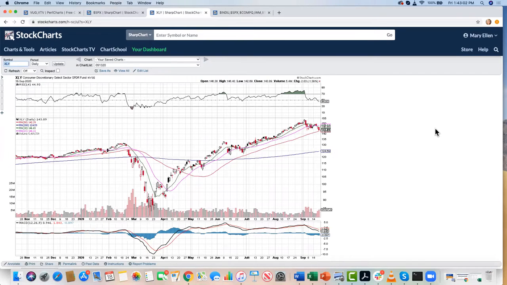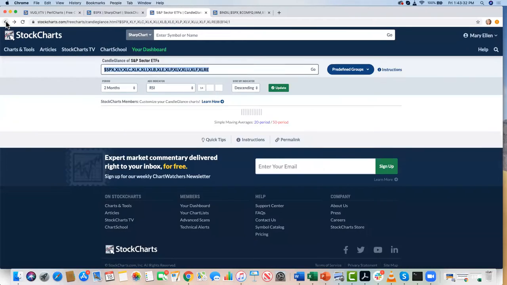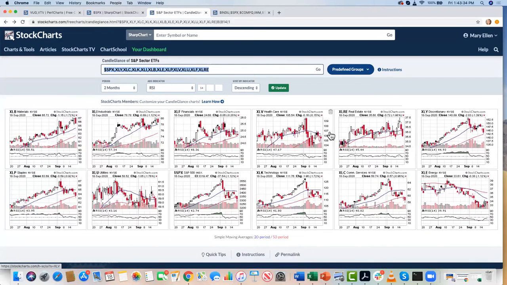XLY this week did suffer, and I will say a lot of that has to do with Amazon. Amazon was down over 5% for the week. It is a heavyweight name in there, but there are other areas within the discretionary. The group was down 1.5% versus the S&P down a little more than a half. We can see the RSI has now turned negative on these discretionaries, but still finding support at that upward trending 50-day. There are certainly pockets of strength within that area.